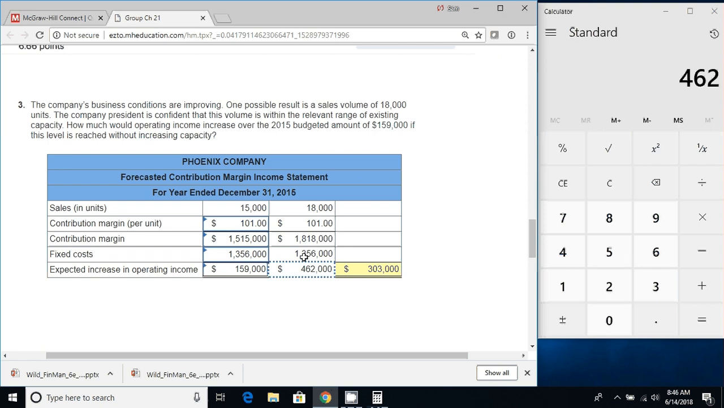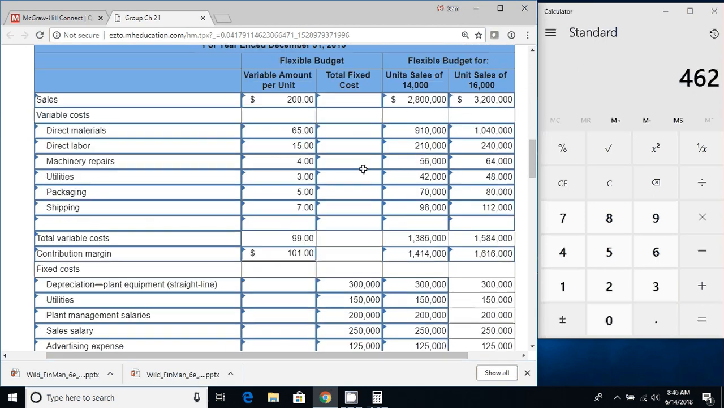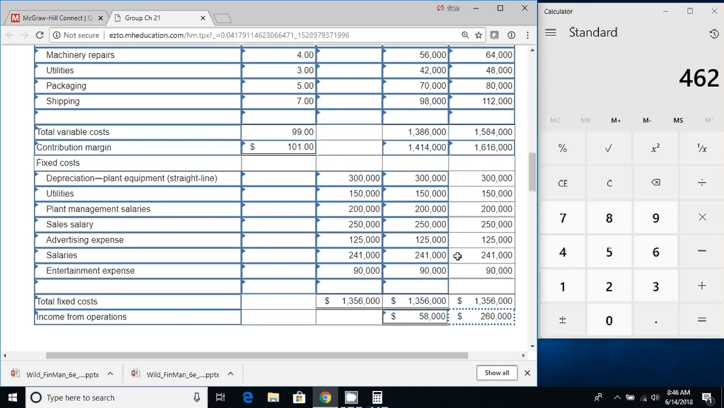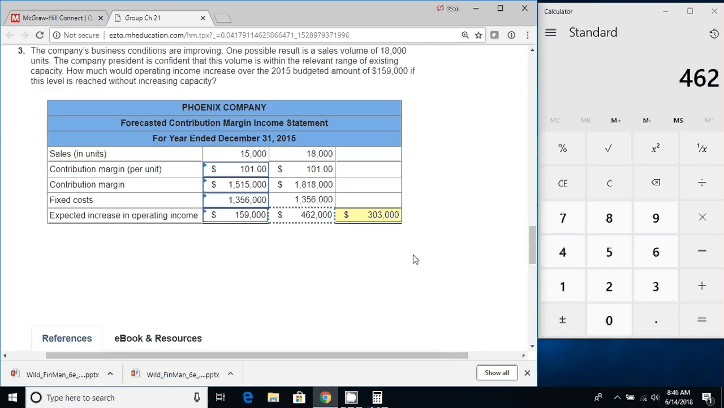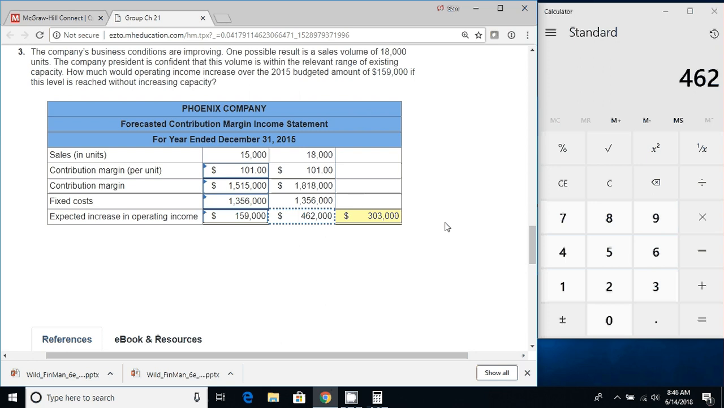It's good to be able to give them that very, very quickly. There's absolutely no necessity to go all the way up here and fill all this in. All you need is contribution margin per unit and your total fixed cost, and you're golden. You can figure this out quickly. In a matter of seconds, you could tell him that he's going to have increased net income of $303,000 just by going up to 18,000 unit sales.